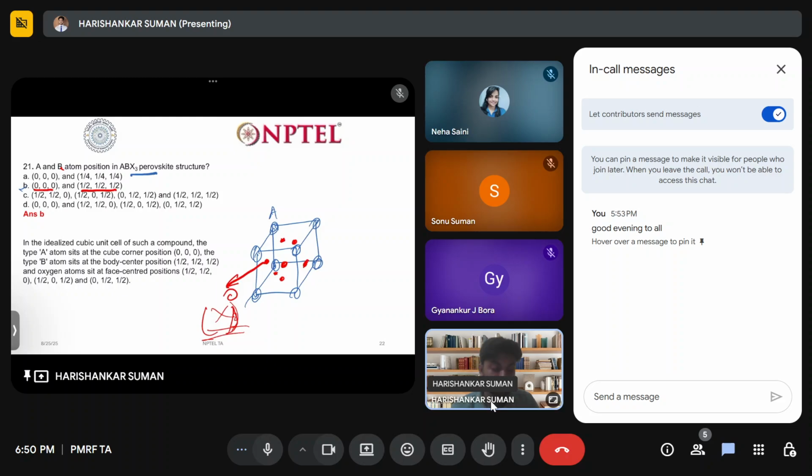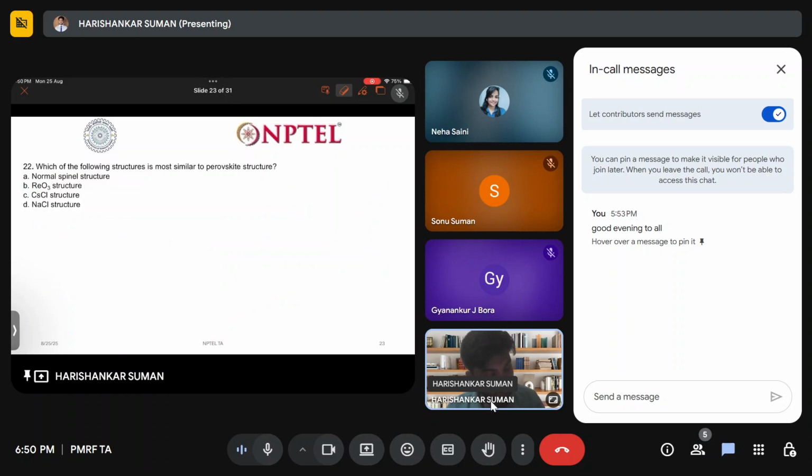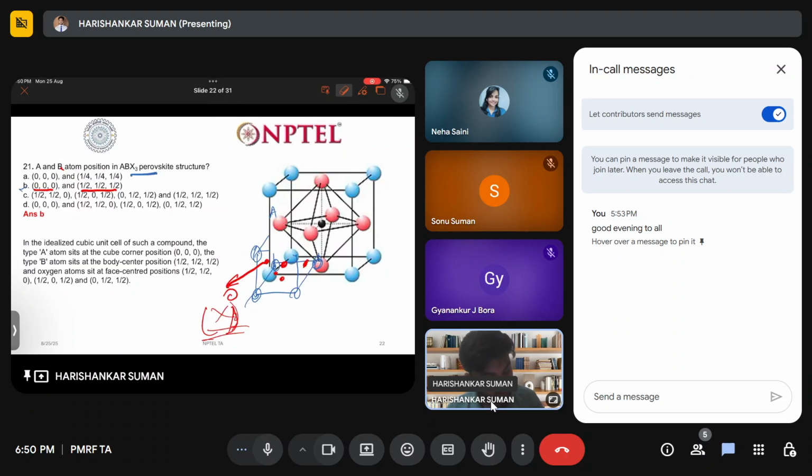Okay, let's see the picture. This is A type structure. This is B, and this is X.